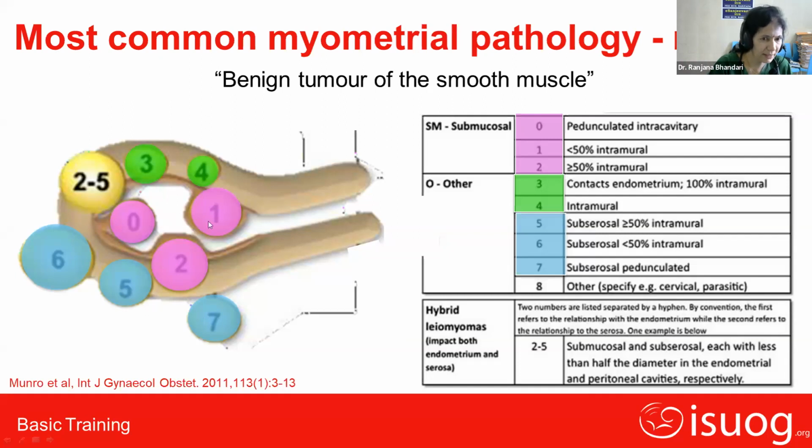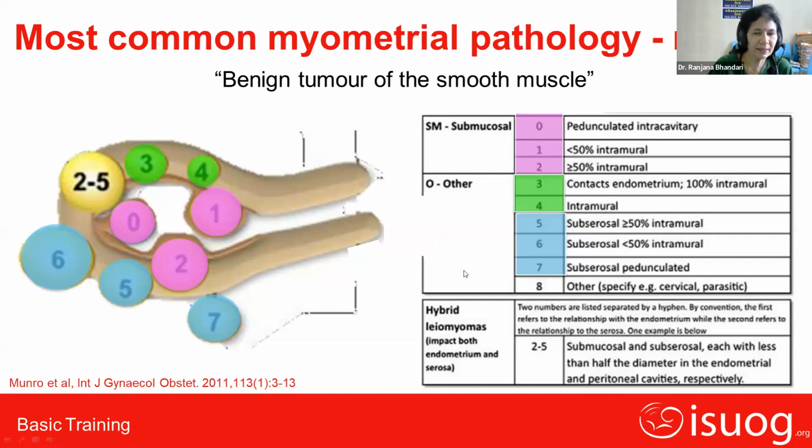Number 6 is less than 50% intramural. What is 6 is as 1, what is 5 is as 2. And 3 and 4 are totally intramural. So 0, 1 and 2, we can write down during reporting. If we have any difficulty, we can write down 0, 1, 2 as submucous myoma, 3 and 4 as intramural myoma, 5, 6 and 7 as subserosal myoma.